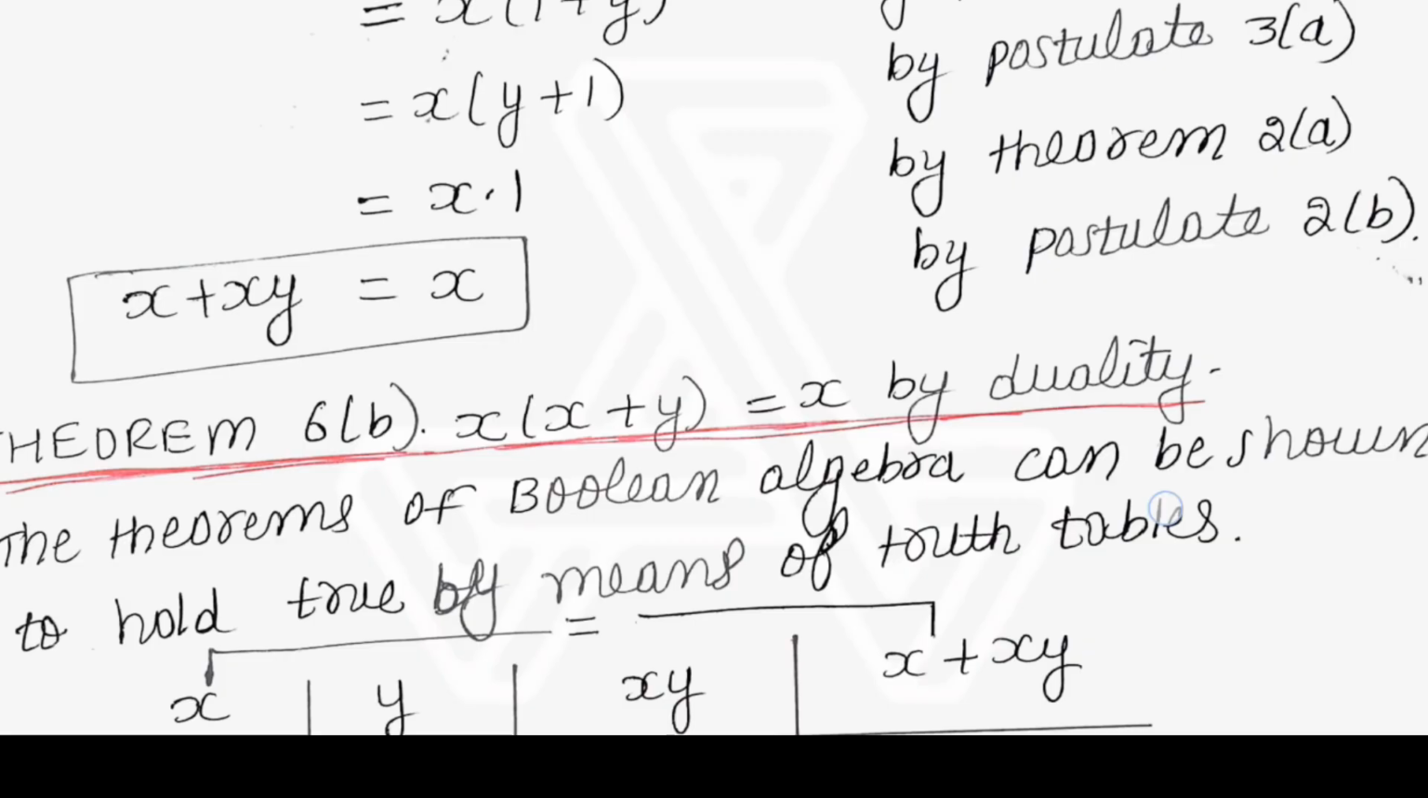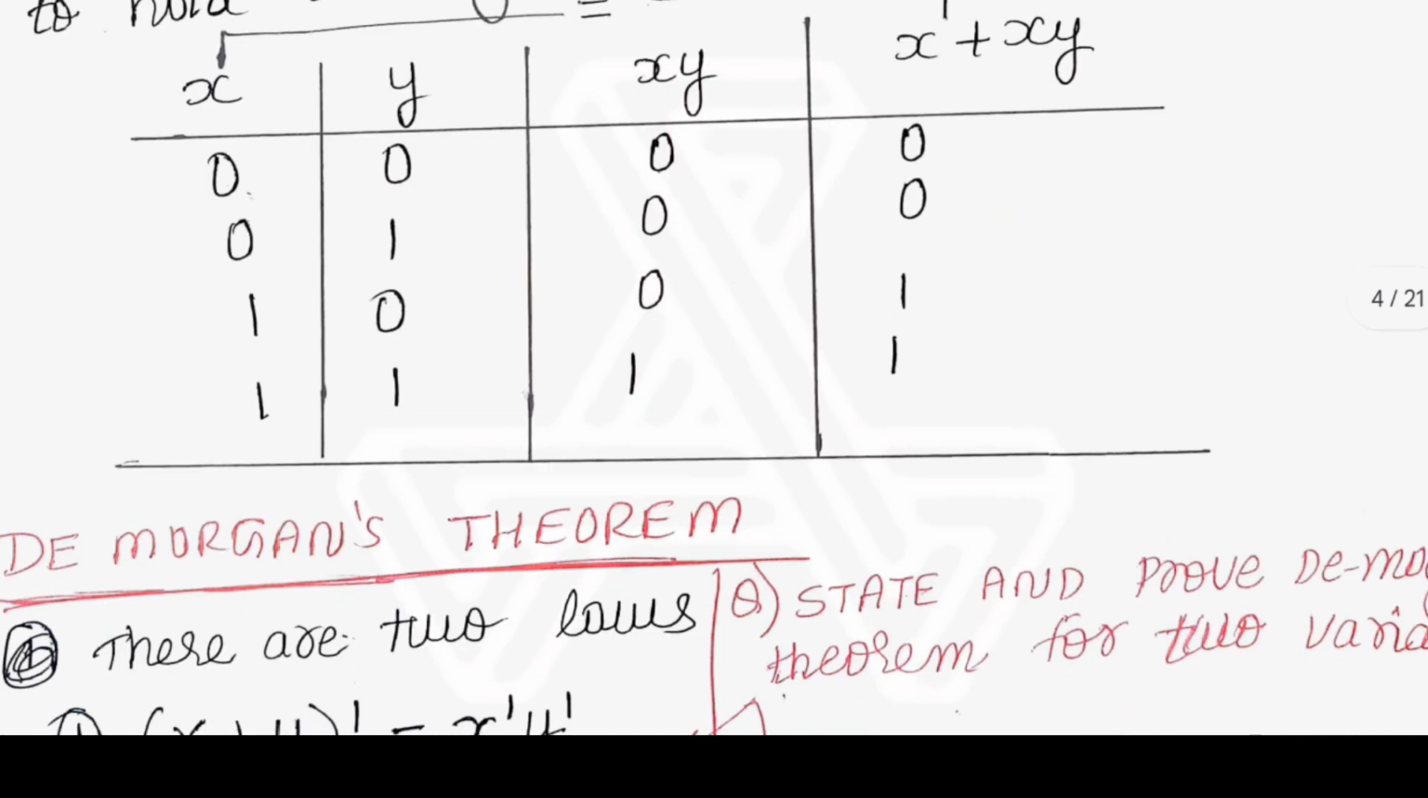Theorem 6b: x into x plus y is equal to x. x plus xy is equal to x, and x into x plus y is equal to x. This can be shown in the below truth table. x into x plus y, that is x plus xy. Both are the same in this.